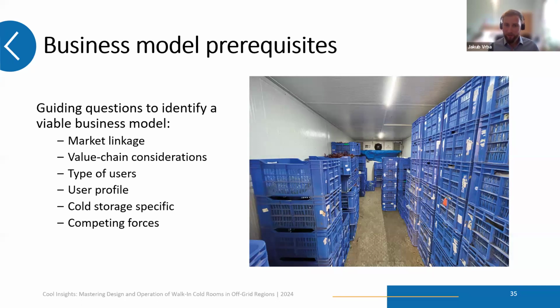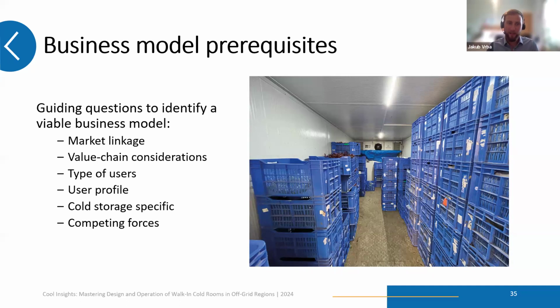Now, cold rooms usually serve various types of users, so they can include individual farmers, farmer groups, producer organizations, and cooperatives, as well as marketplace vendors. And we'll look at some of the case studies later where market vendors are using cold rooms on a daily basis. And it's really important for the cold room operator to understand the diverse user base for them to tailor the business model and the pre-cooling and cooling services to their respective customers.